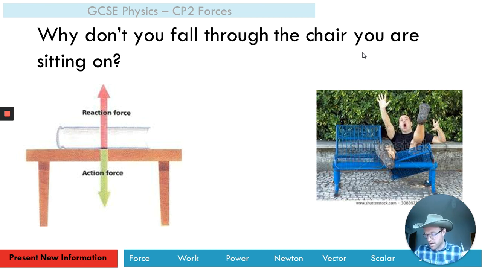Okay, so I act on the chair, and the chair acts on me. In this case, the chair couldn't cope, and this man's falling through. We can think of, again, our book on the table. It's not moving. Okay, we have the action force, which is the weight of the book acting down on the table, and then we have a reaction force, which acts from the table back up.